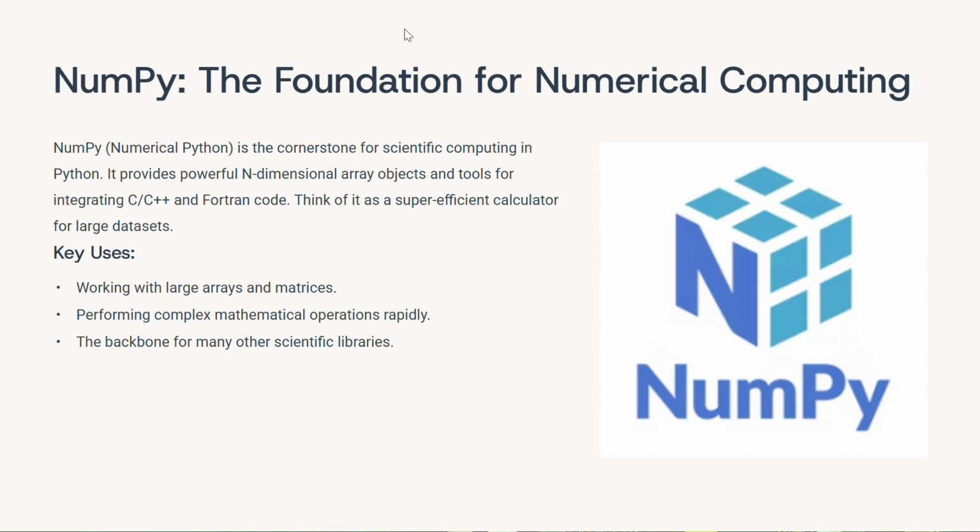NumPy. NumPy is also known as Numerical Python. It is a cornerstone for scientific computing in Python. It provides a powerful n-dimensional array object and tools for integrating C, C++, and Fortran code. Think of it as a super efficient calculator for large datasets. Key uses: working with large arrays and matrices, performing complex mathematical operations rapidly, and serving as the backbone for many scientific libraries.